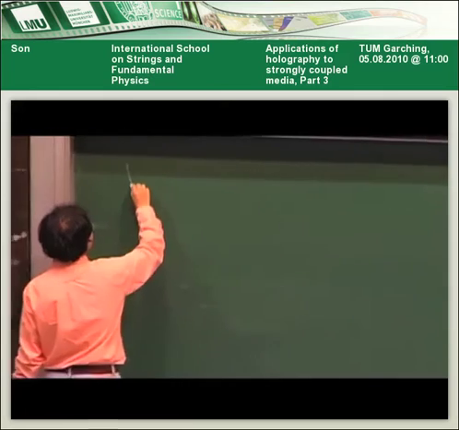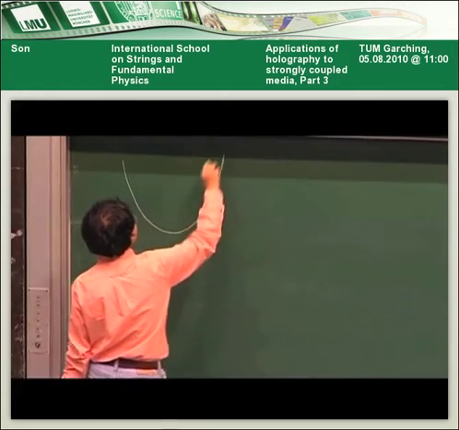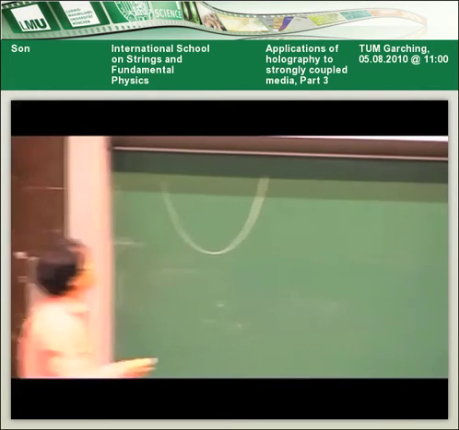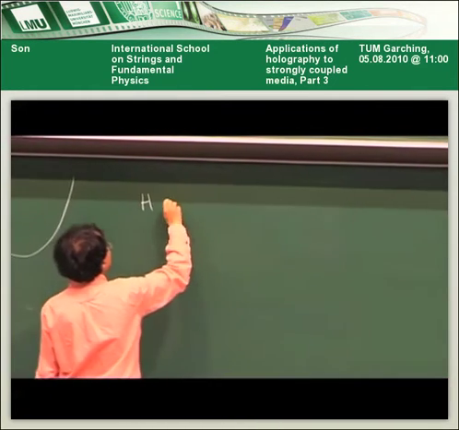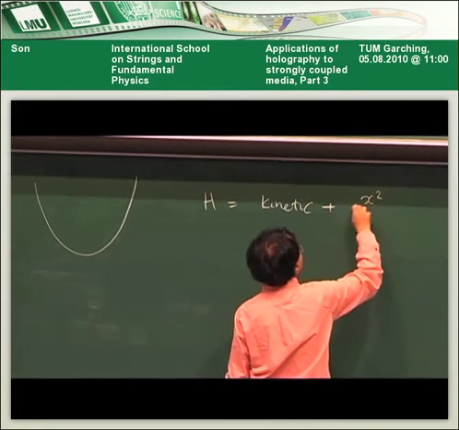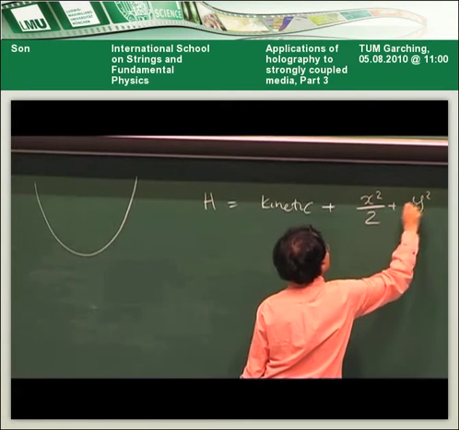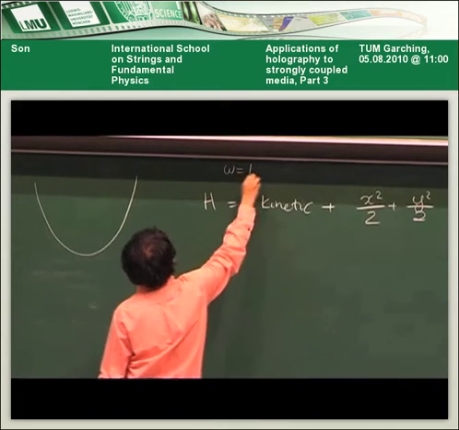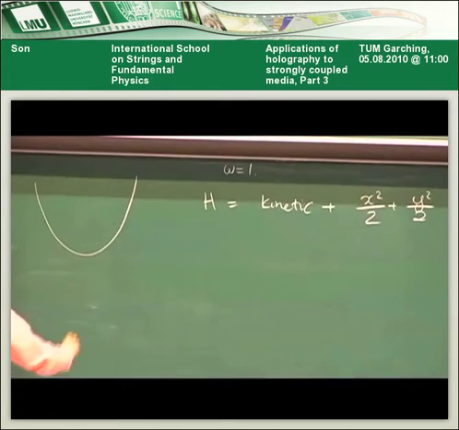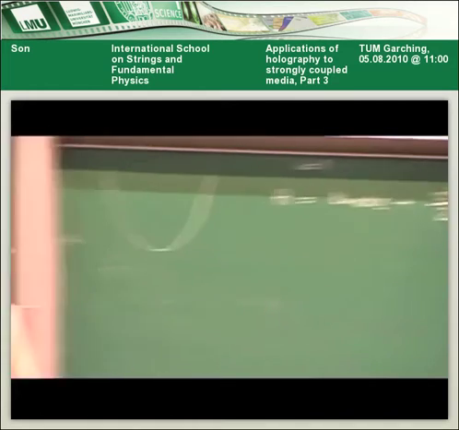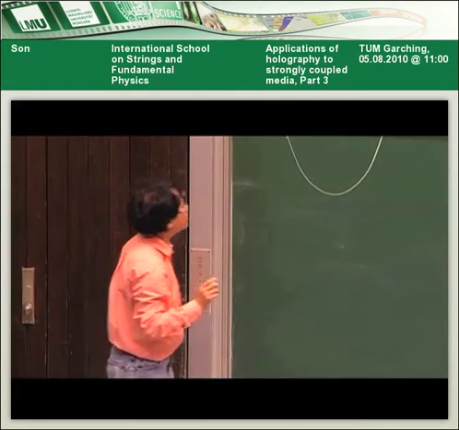So imagine that we have an isotropic harmonic potential. That means that we add to the Hamiltonian. The Hamiltonian is kinetic energy plus x squared over 2 plus y squared over 2. Okay, so let me set the frequency of the harmonic potential to be 1. And our task is to find the solution to the Schrödinger equation, in particular the ground state of the system.